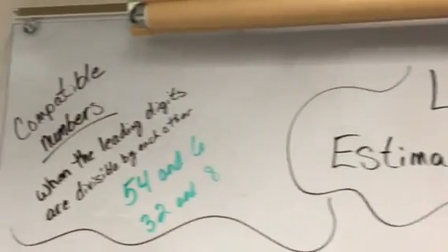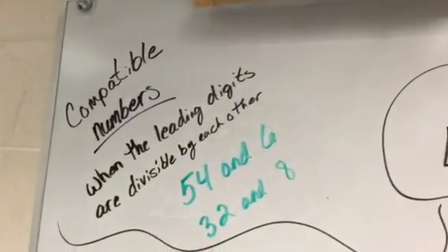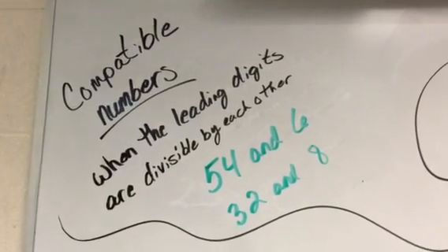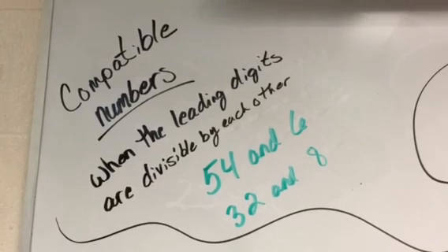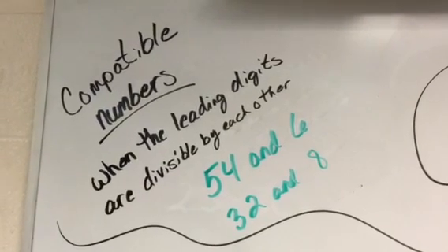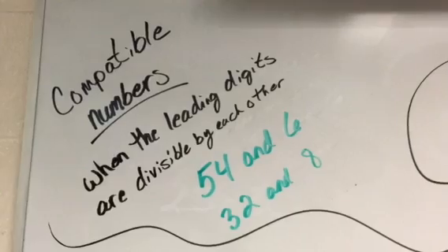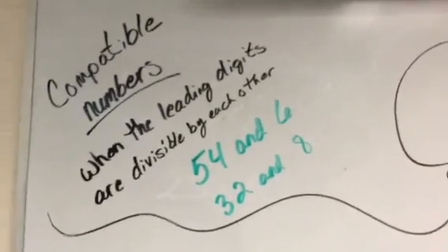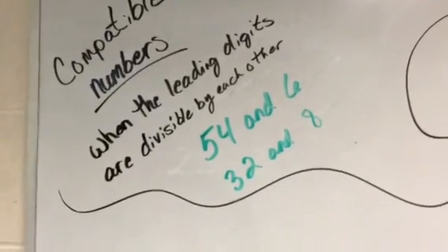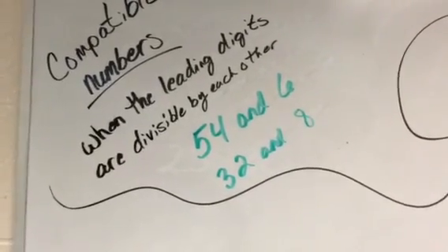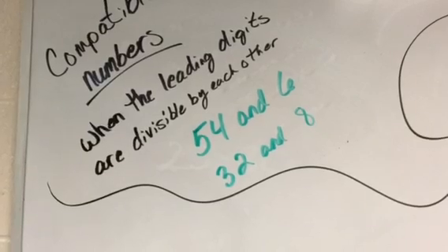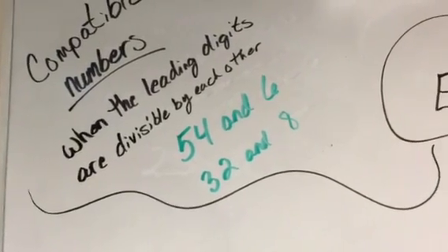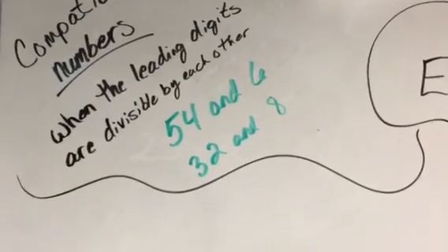Before we start, I want to reiterate one of the most important things we've studied in the last topic, which was compatible numbers. When the leading digits are divisible by each other, they are compatible. They work well together. So if your leading digits are 54 and 6, then they're compatible. And if they're close, you find what you can get close to. So if it was like 55 and 6, well, you just drop the 55 to 54. You'll see what I mean in this next example.